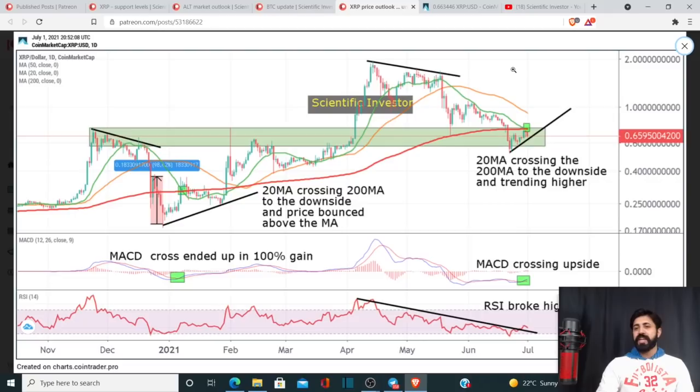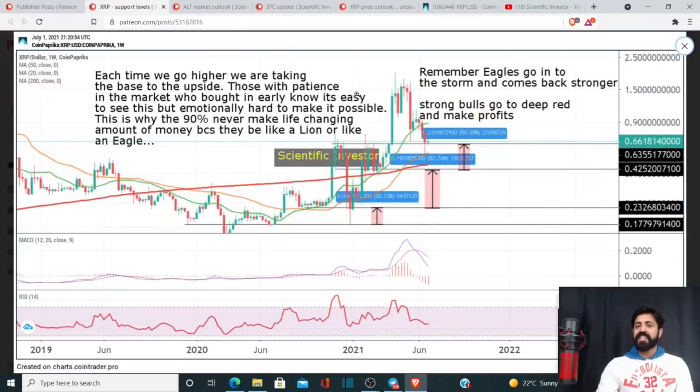Now understand, from that $2 mark, it's not that huge. It's 3 to 4, 5x. So that's what we are looking at here, right? 0.6, then you went up to $2, like 3x. So that's great. If you are in this market to make money, you're not looking at the ROI from the top to the new top. You are looking from the bottom to the top. That's why I told you, be like eagles.